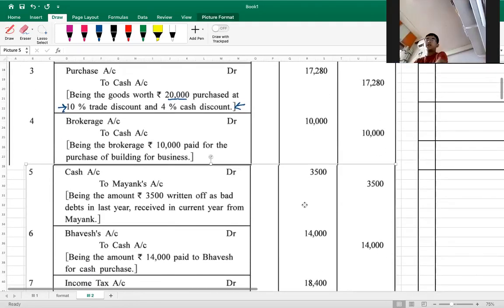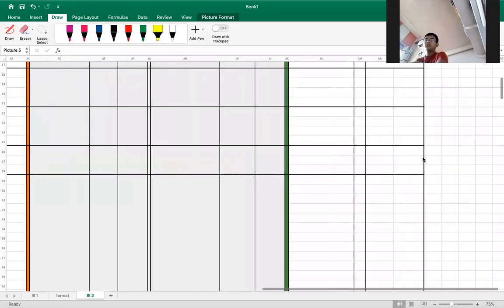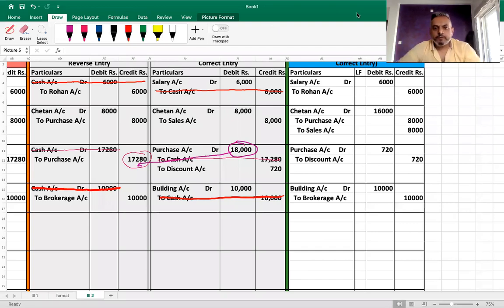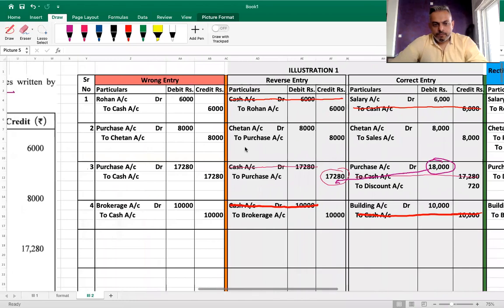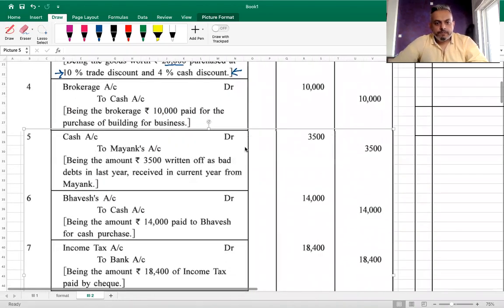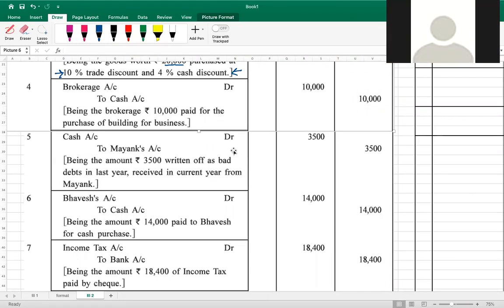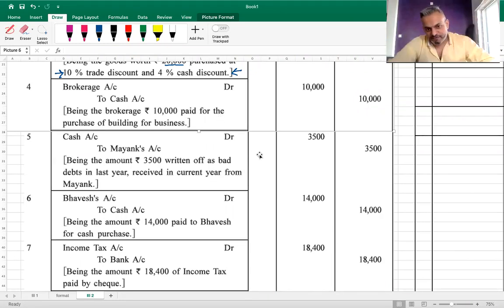Now, fifth one. Cash account to Mayank account 3,500, being the amount 3,500 written off as bad debt in last year received in current year from Mayank. सो जब ये बैड डेट हुआ तो हमने बैड डेट को डेबिट किया. अब जब उसका रिकवरी हो रहा है, उसने हमें ये पैसा वापस दिया, 3,500 वापस कर दिया, तो उससे हमें लेना ही था जो हम भूल गए थे.